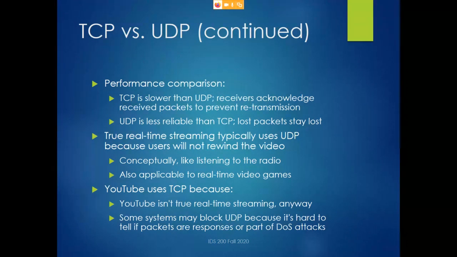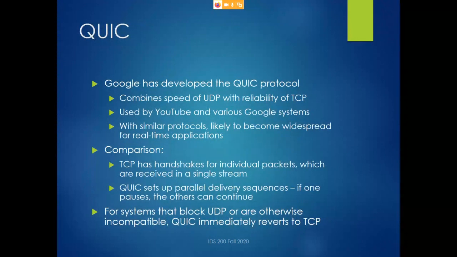So that's essentially why YouTube started off with TCP, because if they'd gone with UDP, they figured that about half of the firewalls in the world would have blocked UDP, and they would have lost a lot of business opportunities that way. Okay. However, Google has been working on something called the QUIC protocol. And essentially what it does is it tries to be about as fast as UDP and about as reliable as TCP. So essentially, it's UDP with multiple parallel streams that are checked for reliability.